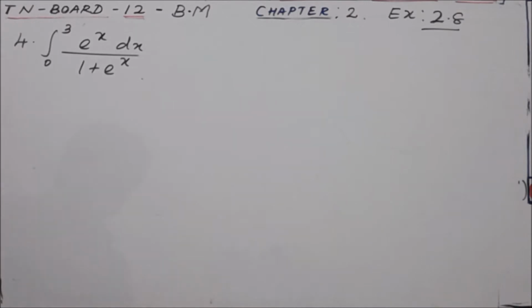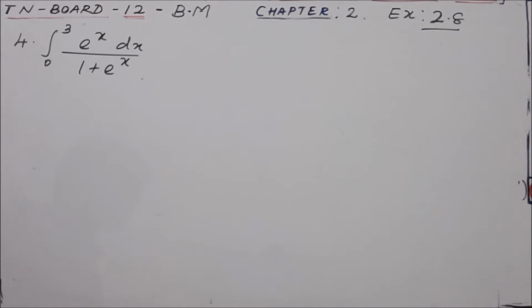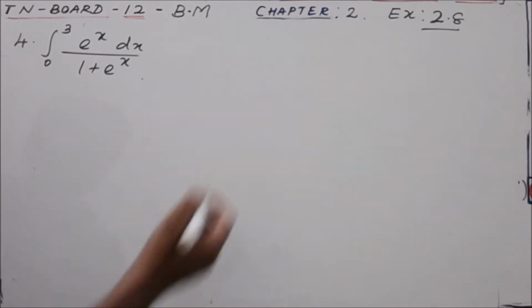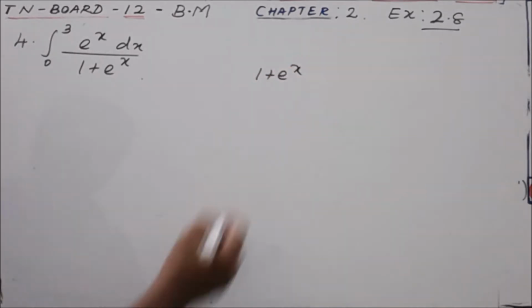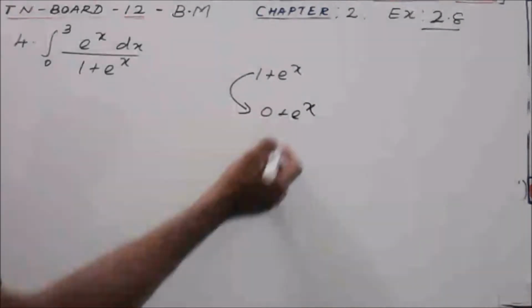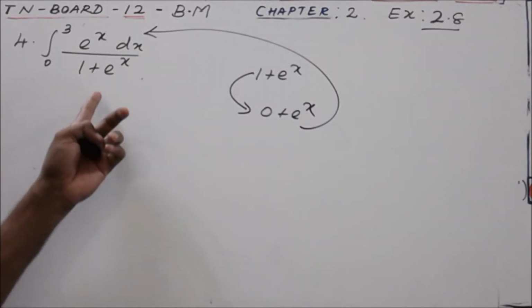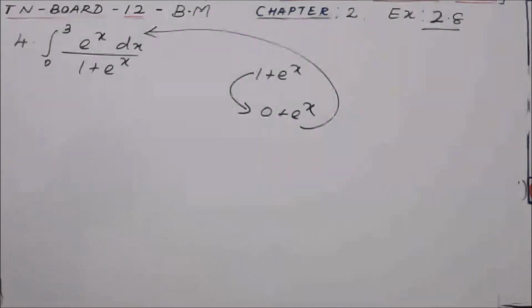Now question number 4, exercise 2.8. This is also an easy case, just like the previous problem, question number 3. Simple thing here, look at the denominator 1 plus e power x, find its derivative, 0 plus e power x, it is in the numerator. So we can think of taking this denominator as f of x, the numerator is f dash of x, we can go with the formula log of modulus of f of x plus c.